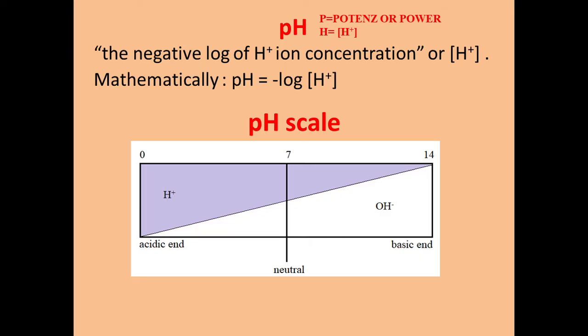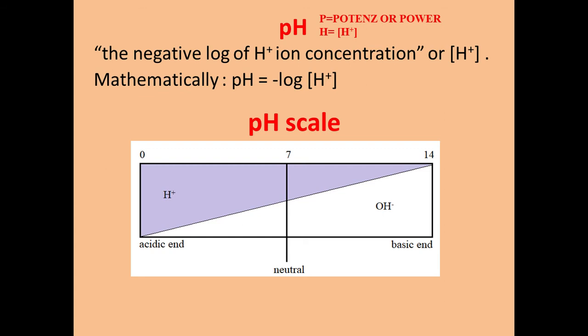Yes. So the pH is defined as the negative log of the H+ ion concentration. Mathematically it can be represented as pH = -log[H+]. The large bracket indicates the concentration; in chemistry, concentration is represented by a large bracket. What is the basic meaning of pH? The P represents potential, and the meaning of potential is power, and H is the H+ ion. So the pH can be defined as the power of H+ ion concentration.